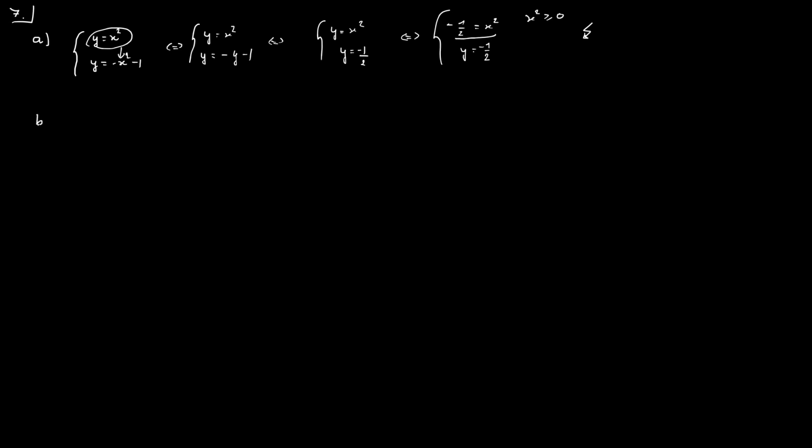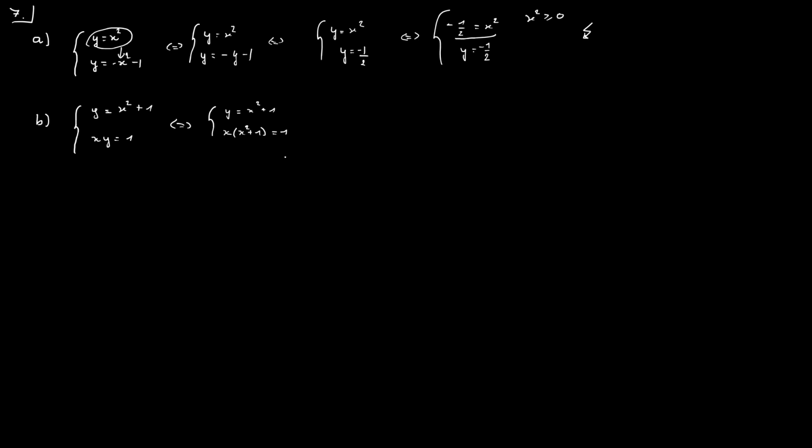Let's see what we can do with B now. So in this case, you always have to be careful to see whether your solutions are proper. So y is equal to x squared plus 1, and xy is equal to 1. Again, let's apply the substitution method. y is equal to x squared plus 1. Here you get x times x squared plus 1 is equal to 1.